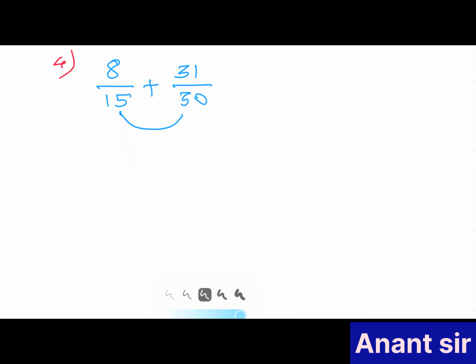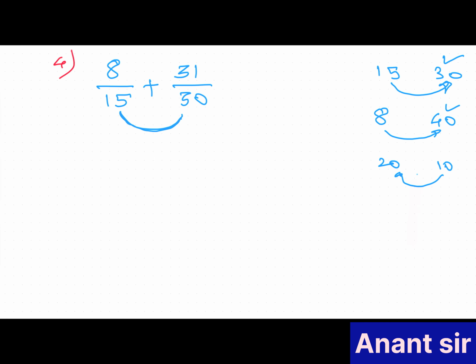LCM means lowest common multiple. So here the denominators were 15 and 30. As you know that 30 comes in the table of 15, my LCM is going to be 30 already. I don't need to do anything. Similarly, if the two numbers are 8 and 40, if 40 comes in the table of 8, my LCM is going to be 40. If 20 and 10, if 20 comes in the table of 10, my LCM is going to be 20. So this was very easy.